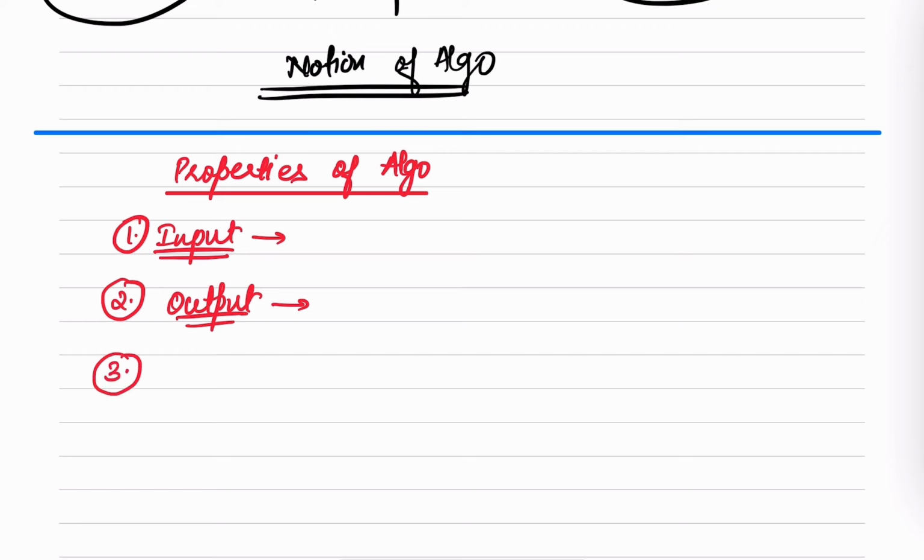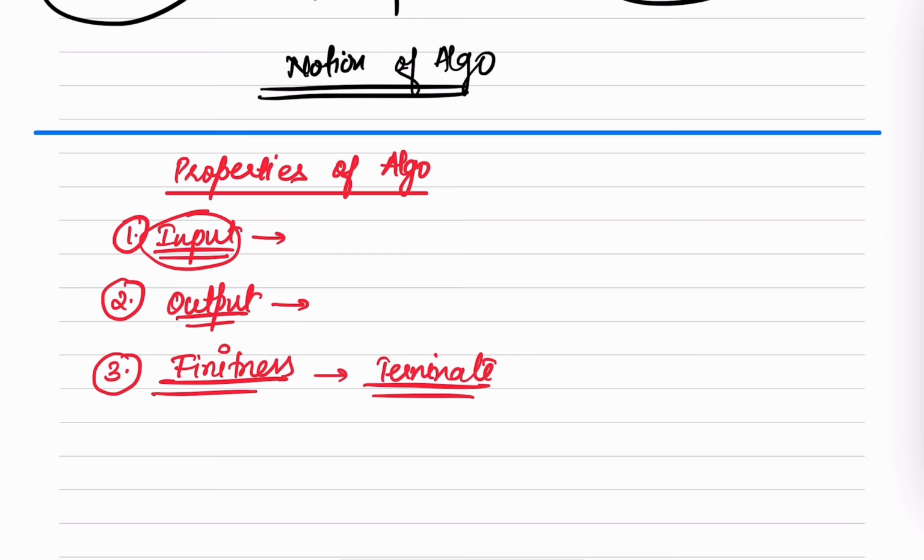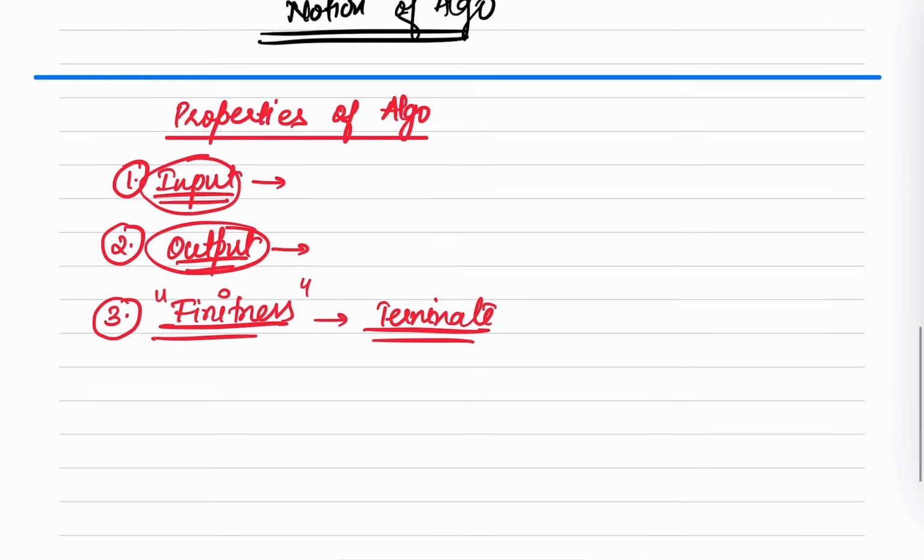Then third we have is finiteness. Finiteness means your program or your algorithm should terminate, right? It should not keep on going into a loop. It should come to an end. It should conclude, right? When it starts, it takes input. When it ends, it gives output. So finiteness means it should terminate somewhere logically.